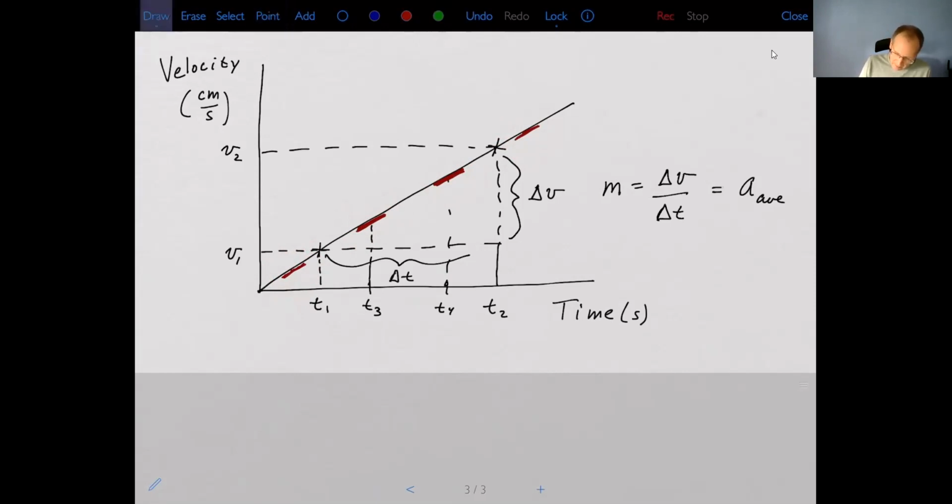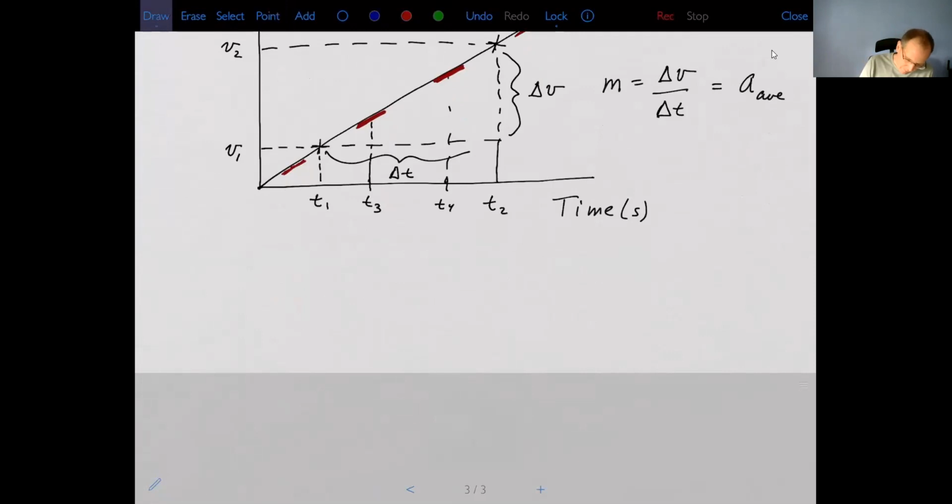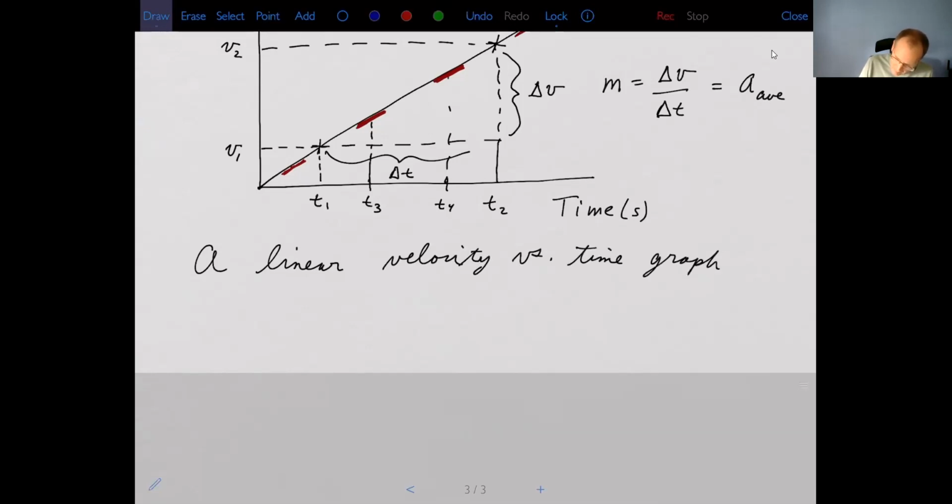So a linear velocity versus time graph represents constant acceleration.